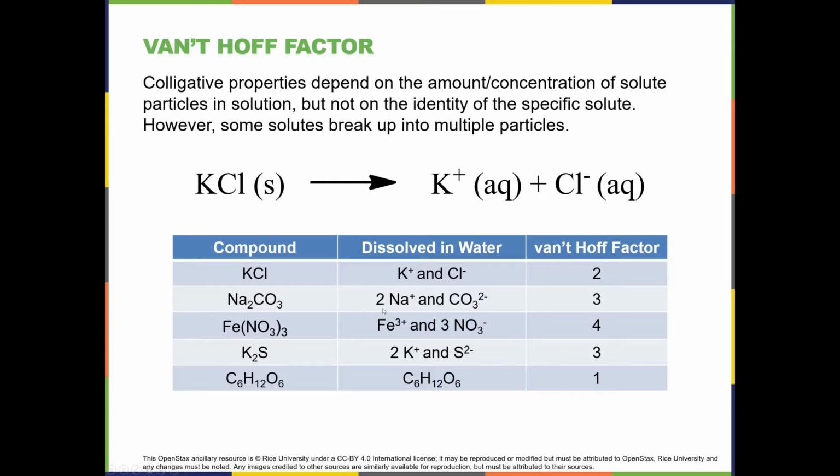Iron nitrate breaks up into an iron 3 plus and 3 nitrates. So 1 plus 3 is 4 total species. The van 't Hoff factor is 4. K2S, similar. We have 2 K plus and an S2 minus, 1, 2, 3 species in solution, and the van 't Hoff factor is 3. And if we look at glucose here, C6H12O6, this does not break up in water. Well, how do I know that? Well, this is a covalent compound. It does not contain a metal. So here, the van 't Hoff factor is 1.